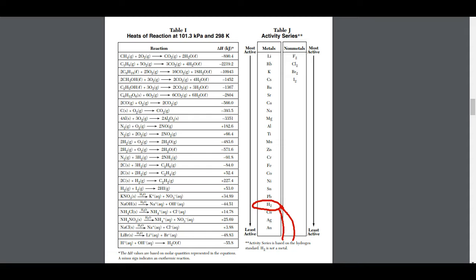On the nonmetal side, it's the opposite. Fluorine wants to gain electrons the most. So it wants to be the most active as far as reducing or gaining electrons. And that makes everything below it want to lose the electrons, or be oxidized.